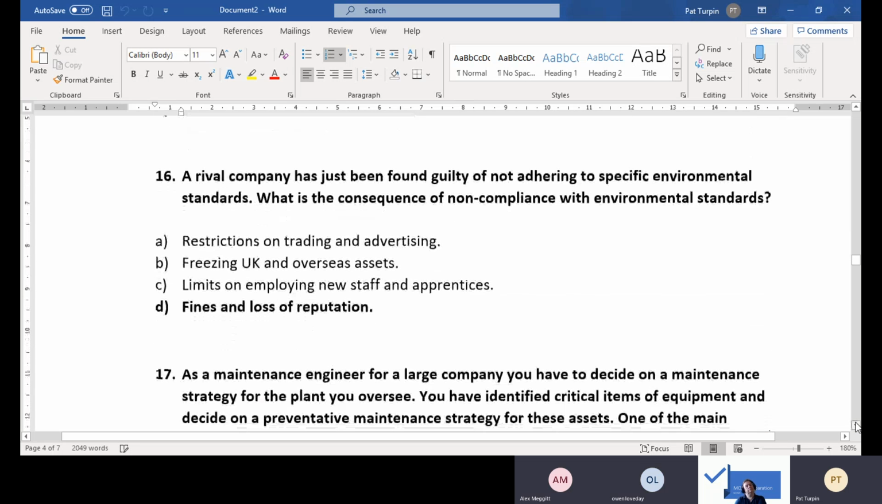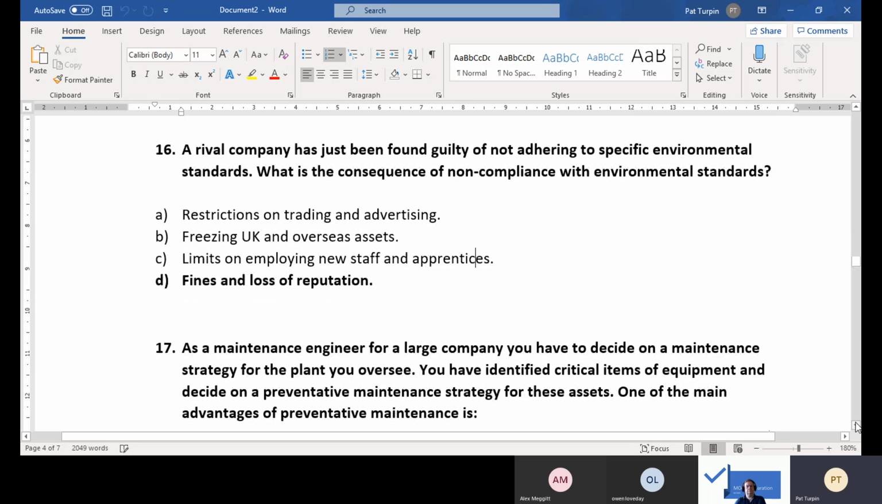Yep. Okay. Rival companies have been found guilty of not adhering to specific environmental standards. What's the consequence of it? Well, fines and loss of reputation.